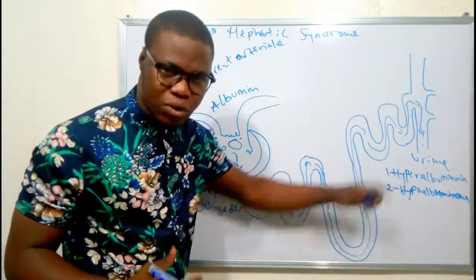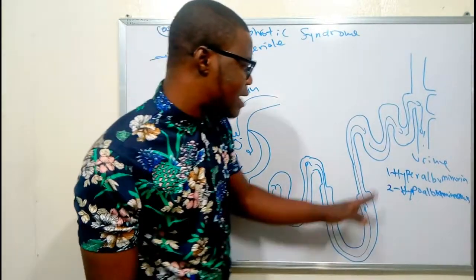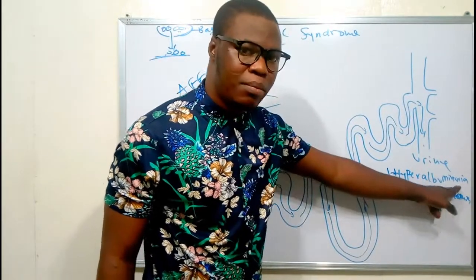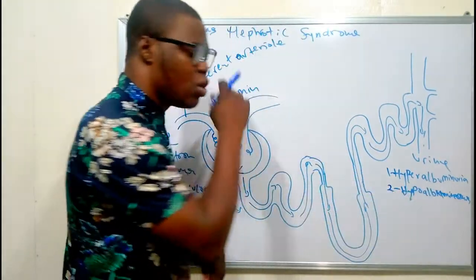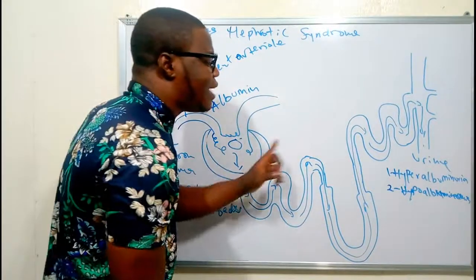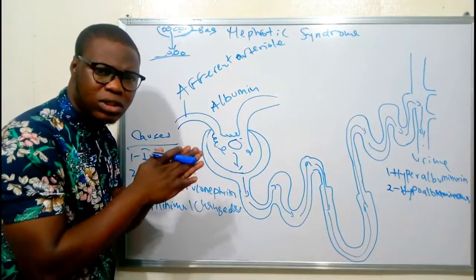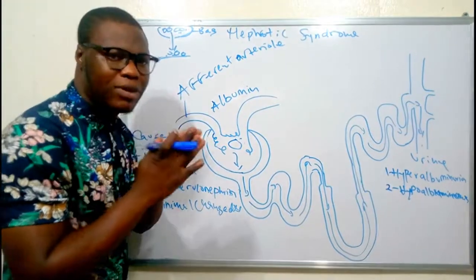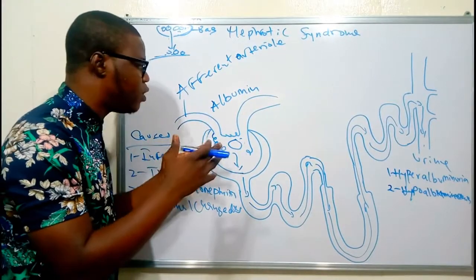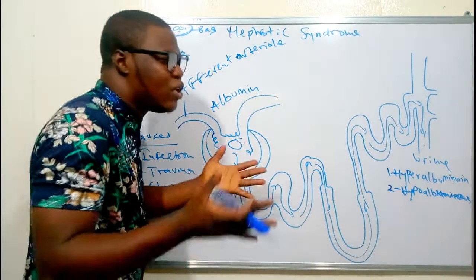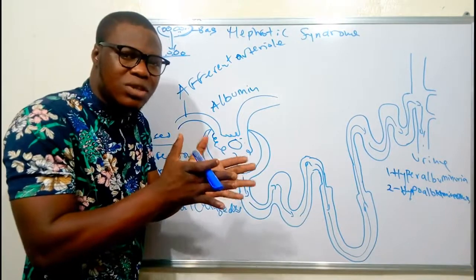So hypoalbuminemia will set in due to hyperalbuminuria. There's going to be escape of albumin in urine, but the level of albumin in the blood is going to reduce. And after that, with the fact that albumin is leaving the blood, the next thing that is going to happen is that the osmotic pressure of the blood is going to be lost. There will be nothing to bring back the fluid into the bloodstream.